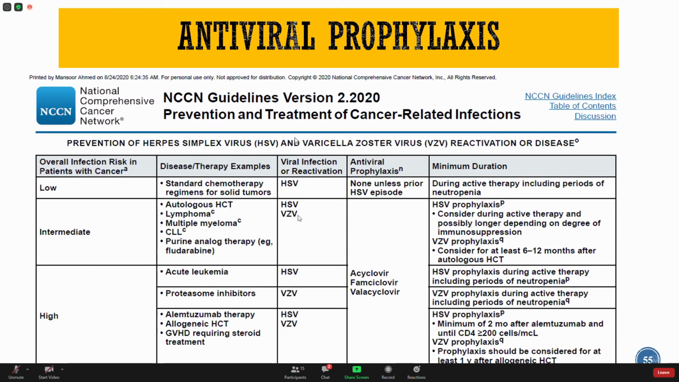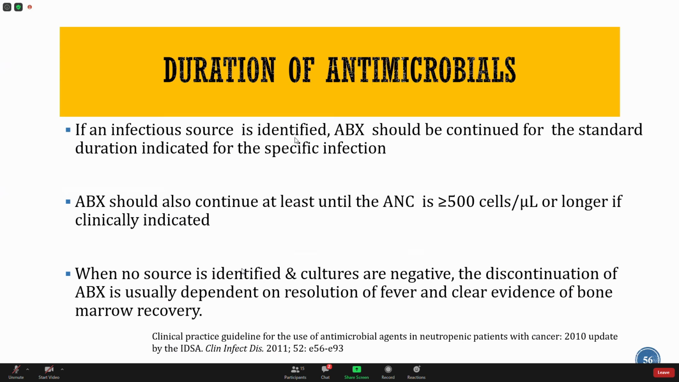For leukemia, we generally recommend HSV prophylaxis. For multiple myeloma, those patients who have received proteasome inhibitors, and those who have received bone marrow transplant, we recommend VZV prophylaxis. That means acyclovir 800 milligram BID, or IV 250 milligram per meter square, every 12 hours. And the duration of antimicrobials, we discussed it. For patients who have no documented infection, we wait until the counts are recovered, then we stop it. And for documented infection, we continue the treatment for the recommended duration.